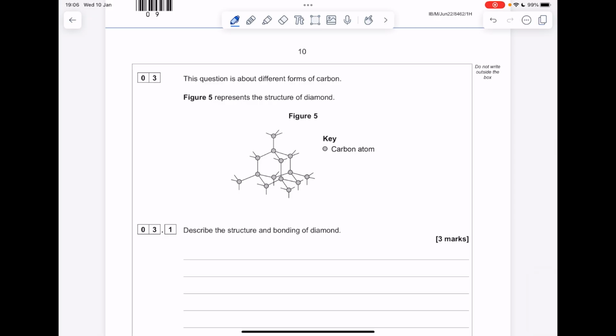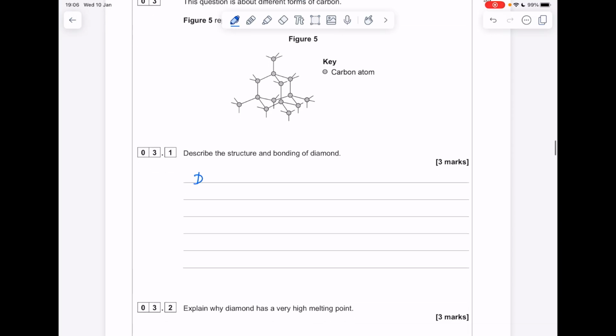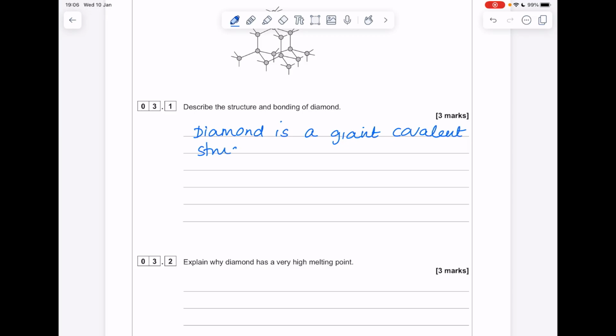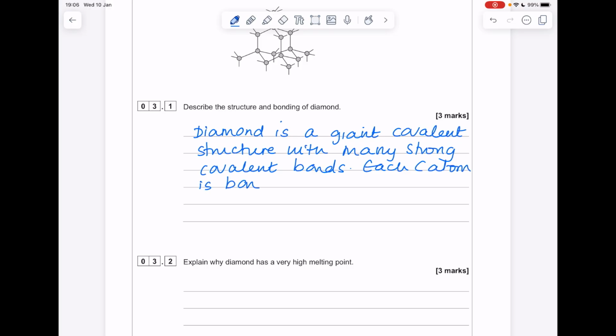This question is about the different forms of carbon. Here's diamond. Describe the structure and bonding of diamond. So diamond is a giant covalent structure with many strong covalent bonds. Remember, it's got a giant tetrahedral structure, which means that each carbon atom, tetra meaning 4, is bonded to 4 others.